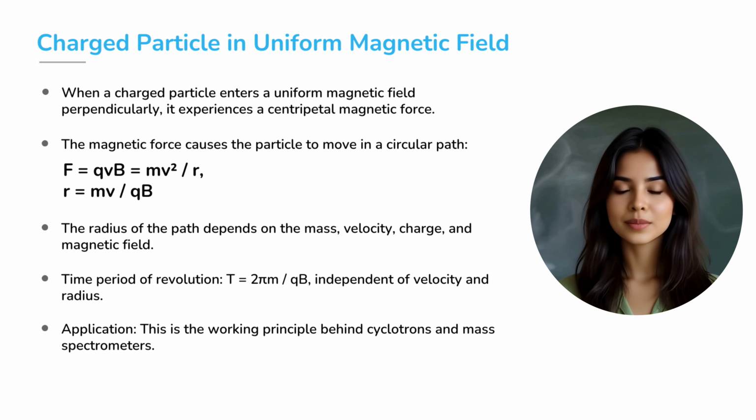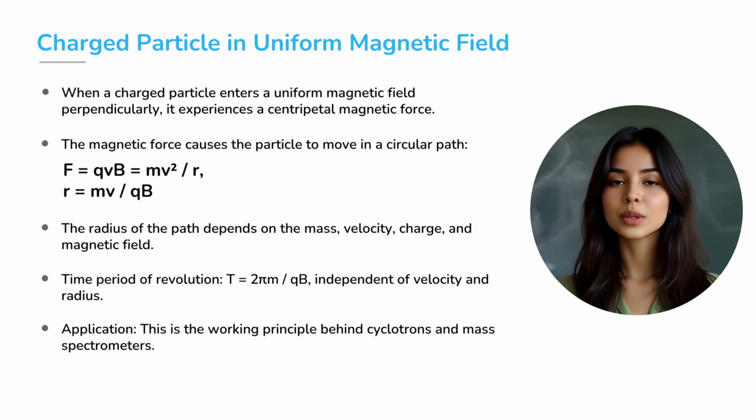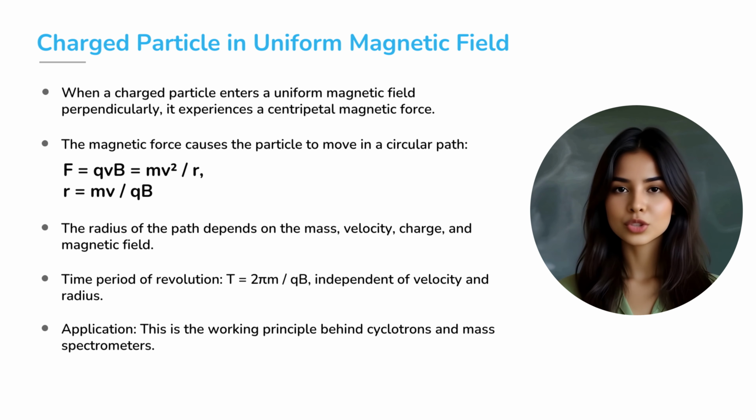Let's derive this. Magnetic force F equals qvB and centripetal force is mv squared by r. Equating the two gives r equals mv by qB, the radius of the circular path. The heavier the particle, or the faster it moves, the larger the circle. The time to complete one revolution is T equals 2 pi m by qB, and what's fascinating, it doesn't depend on the speed or radius. This principle powers cyclotrons and mass spectrometers, which separate particles based on their charge-to-mass ratio. Imagine all of this with just a field and a force.